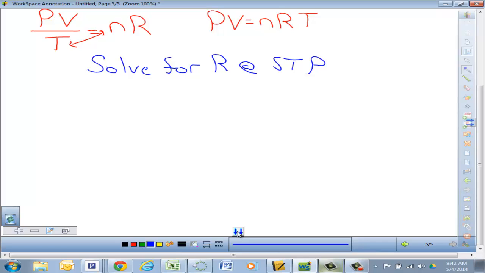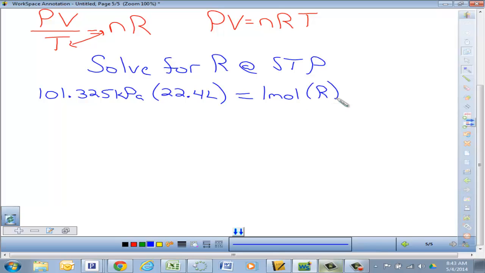So let's look here. At STP, standard pressure is 101.325 kPa. Molar volume: we're going to take 1 mole of any gas at STP, and we said 1 mole of any gas at STP is 22.4 liters. That number right there is just your molar volume. N was our number of particles. If you think about what I just said, 1 mole of any gas at STP, so N is going to be 1 mole. R is what we're solving for. Standard temperature, always in Kelvin, is 273 Kelvin.